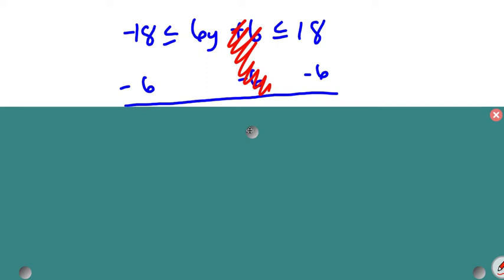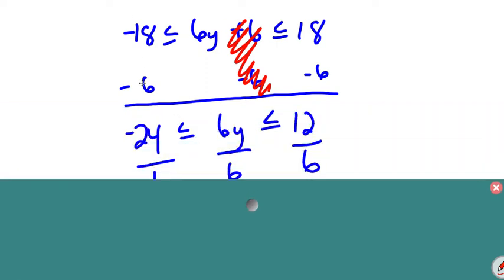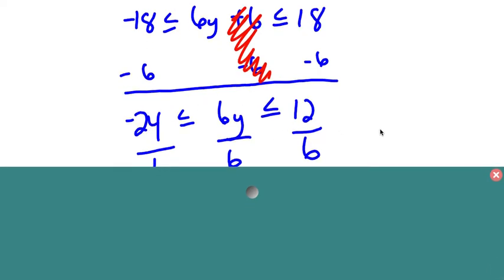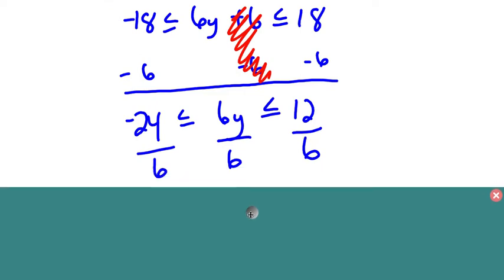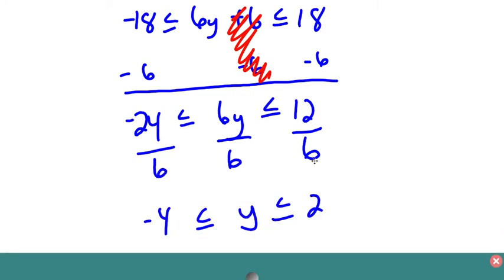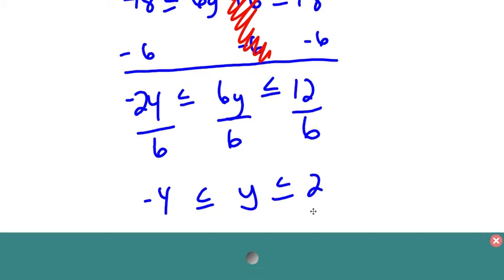Okay, so then the left-hand side, negative 18 minus 6 is negative 24. Right-hand side, 18 minus 6 is 12. And then the last thing we need to do is divide all three parts by 6 to get the y by itself. So negative 24 divided by 6 gives us negative 4. 12 divided by 6 is 2.